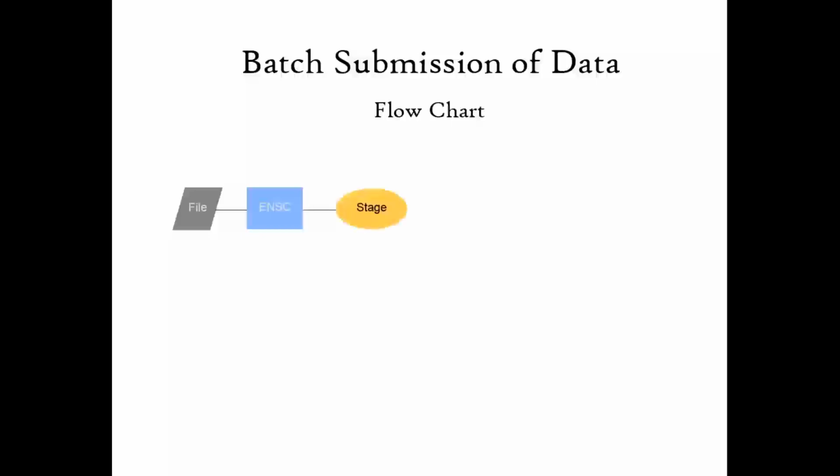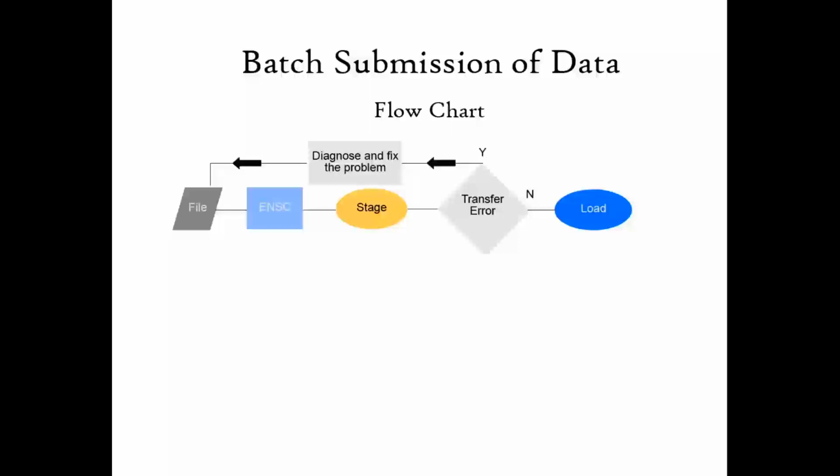Step 3, stage, process the files into AQS. If there are no transfer errors, we move on to step 4, load. For anything other than raw data, the process is complete. For raw data, the load step also performs statistical and critical review.